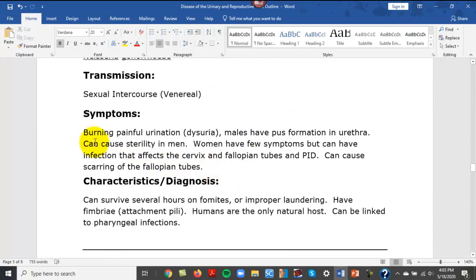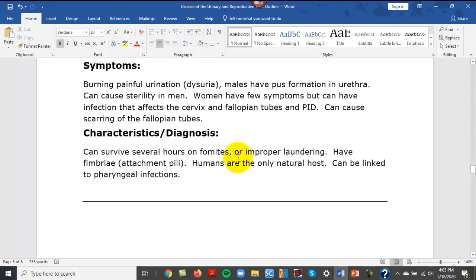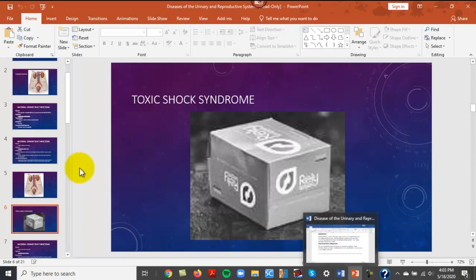But burning, painful urination, supposedly extremely painful, is not something that you wonder about. It's something that usually causes a person to go to the doctor. So that's dysuria. Males have pus formation in the urethra, which can cause sterility in men. Women have few symptoms, but it can lead to what's called pelvic inflammatory disease, which is bad. The bacteria can survive several hours on fomites, such as improperly laundered items, and have fimbriae. That means they have little extensions off their cell wall.